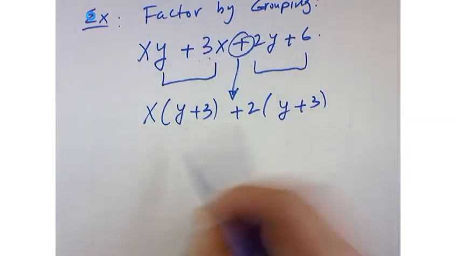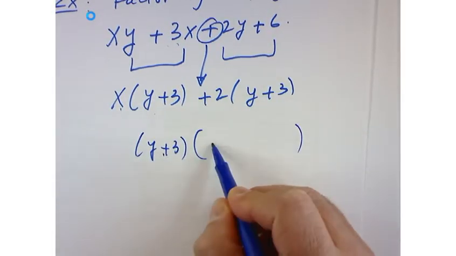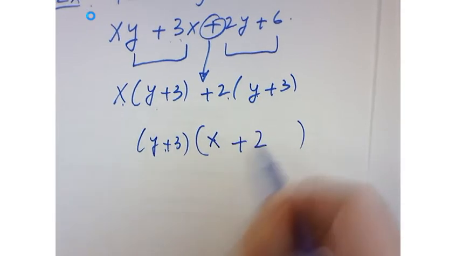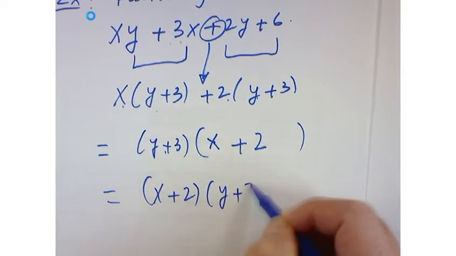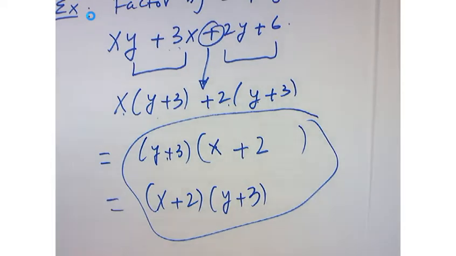So we pull that out 1 time, and then we say this times what is going to give me the first term, so it's x. This times what is going to give me the second term, so it's plus 2. You may also write it as (x plus 2)(y plus 3). It doesn't matter. You can do either one of these, okay? And that's called group factoring or grouping.